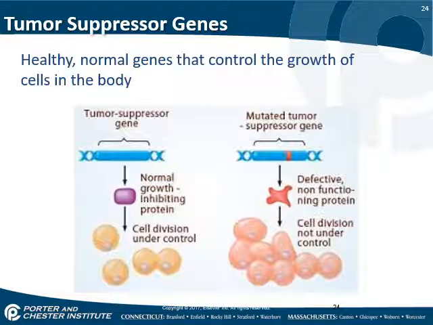Now we have tumor suppressor genes. These are healthy, normal genes that control the growth of cells in the body. Okay? And these healthy, normal genes affect the body's ability to withstand exposure to carcinogens. So what the tumor suppressor genes do is they're kind of like a stopgate to prevent the mutation in the DNA from happening.